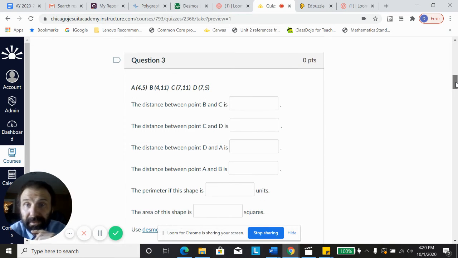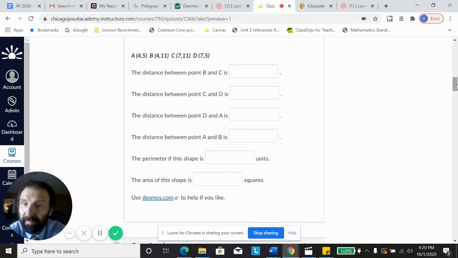Now, what if you don't have a picture, right? Well, this is the same idea that we talked about. So if I want to find the distance between B and C, I look for B and I look for C. And it looks like the 11s are the same. So I want to find the distance between 4 and 7. Well, 4 minus 7 or 7 minus 4, the absolute value or positive is 3. Between C and D, it looks like the 7s are the same and 11 and 5 are 6 away from each other.